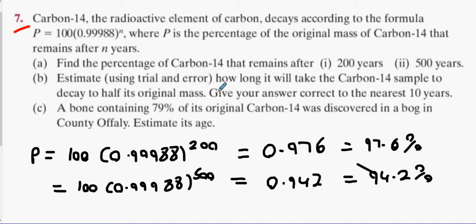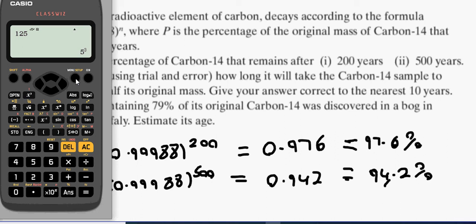Estimate using trial and error how long it will take the carbon 14 sample to decay to half its original mass. Give your answer correct to the nearest 10 years. Is 94 anywhere close to 50%? No. So here's what we're going to do. We're going to get our good old friend the table function, and we're going to put in this amount here.